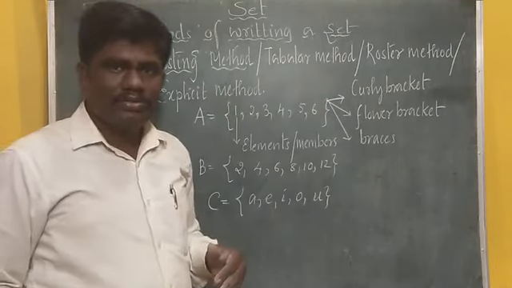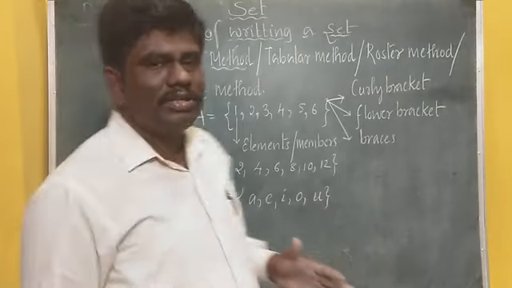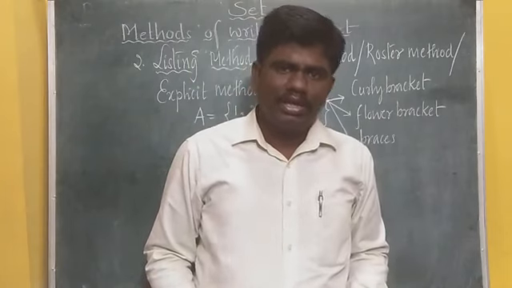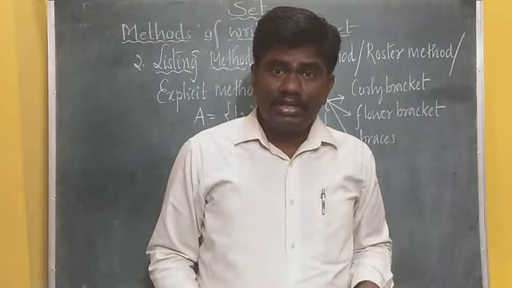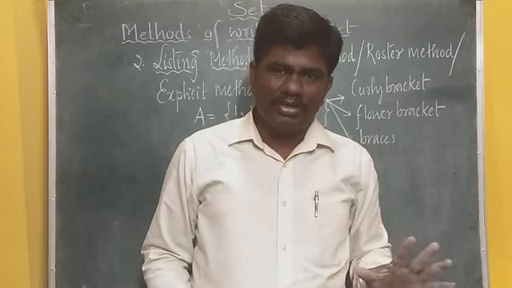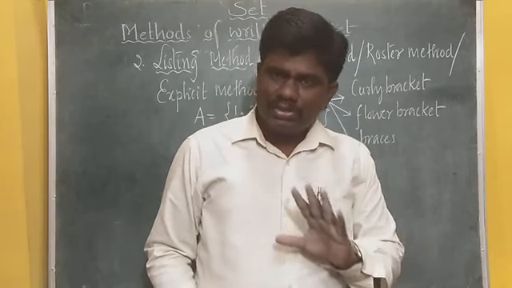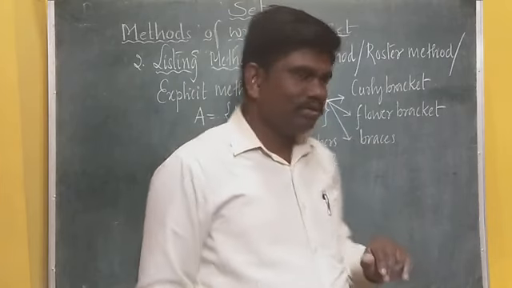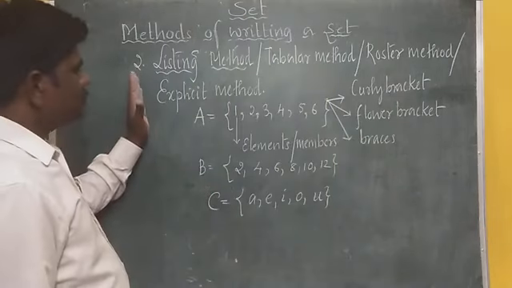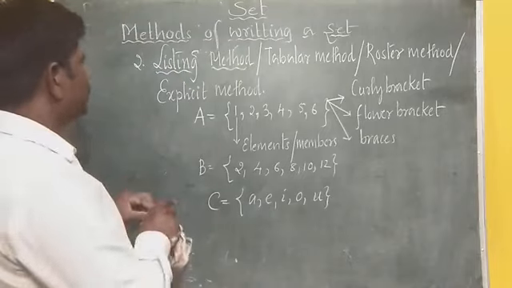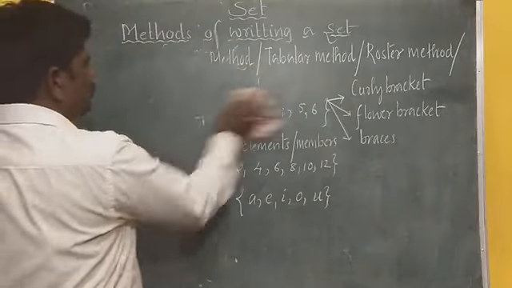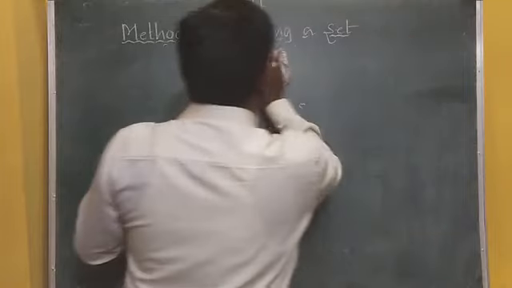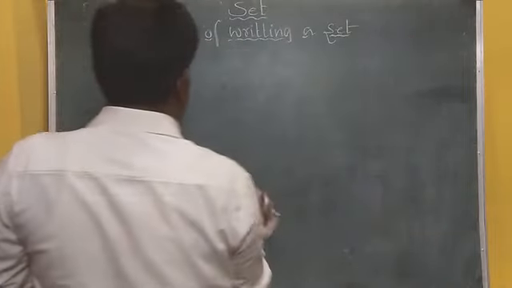In the last class I told you that order is not important, but if you write it in order, it will be well and good for you. That is the first thing. And the second thing I told you, numbers must not be repeated. This is compulsory. You have to write one number one time only. So this is the second method of writing the set. Now let us go to the third method of writing the set.